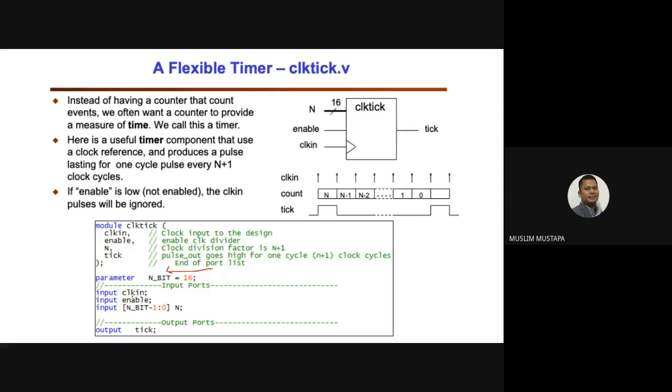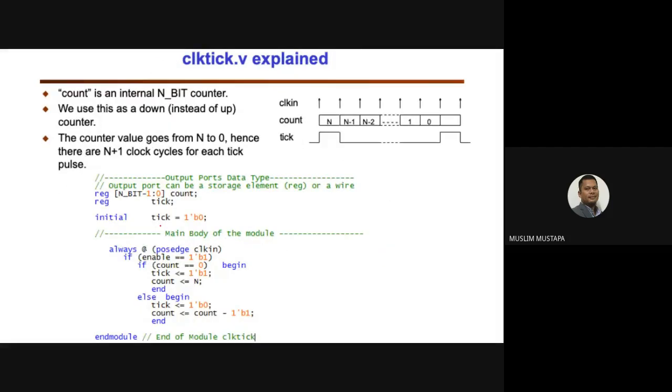It's more like C programming. Input, clock in, enable, and then n bit. Here in this case we set n bit to 16. So 16 minus 1 is 15, so 0 to 15 is just the same. To make it 16 bit, it becomes from 0 to 15. So 16 minus 1 becomes 15. I'll put a tick, and then here's the code.